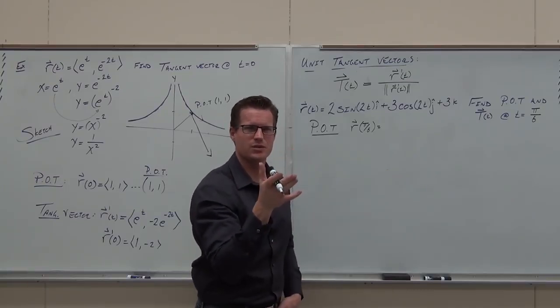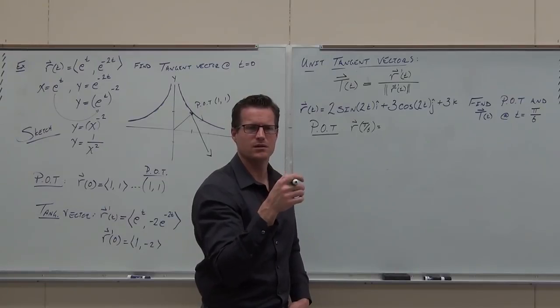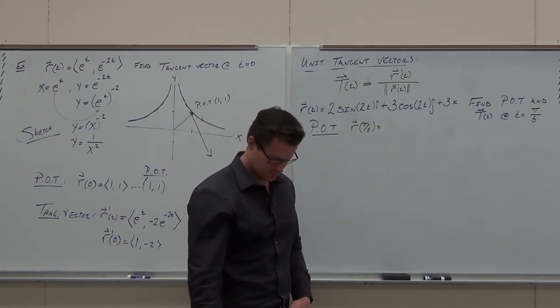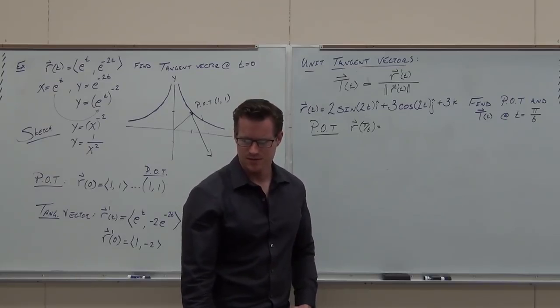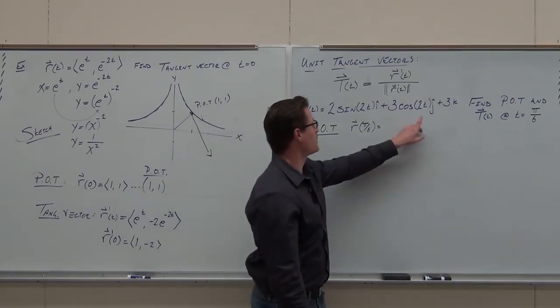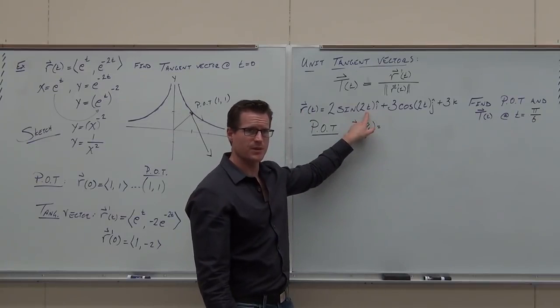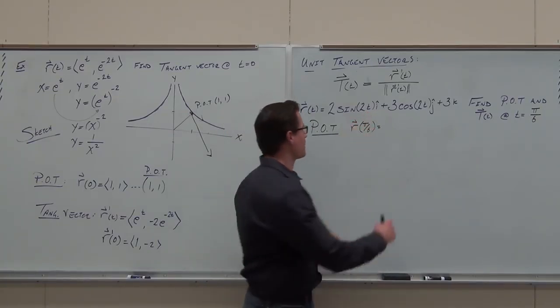Plug in pi over 6. 2 times pi over 6 is pi over 3. Sine of pi over 3 is what now? Sine of pi over 3 is root 3 over 2. So when I plug in pi over 6 here, I get pi over 3. Sine of pi over 3 is root 3 over 2, times 2 is square root of 3. Did you get square root of 3?